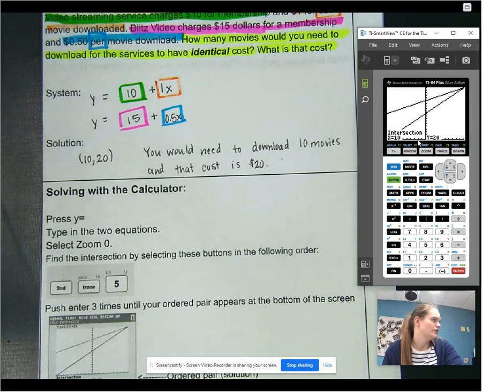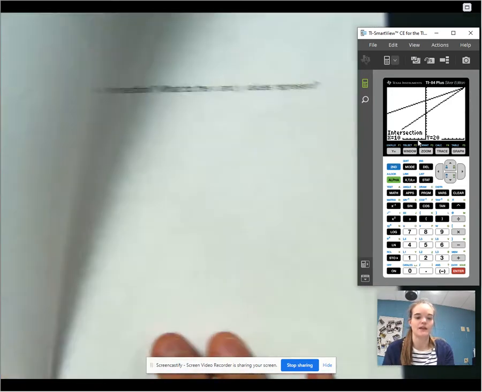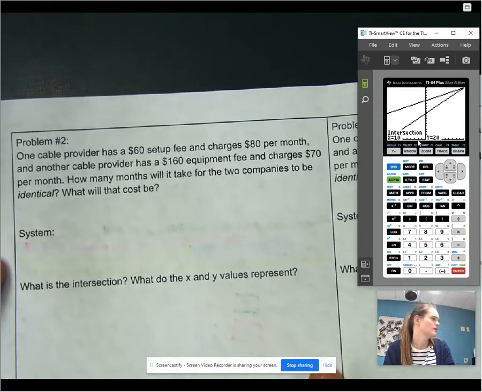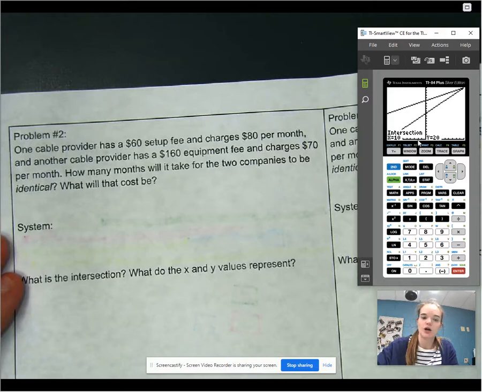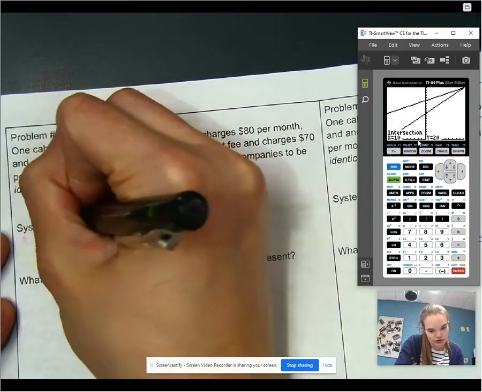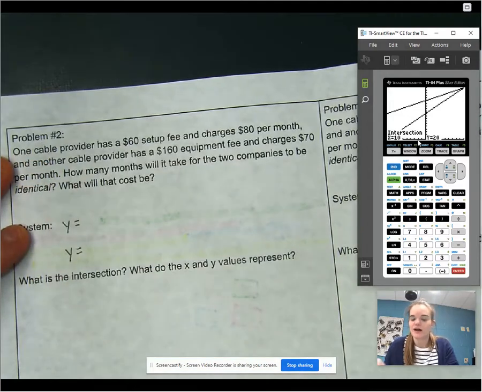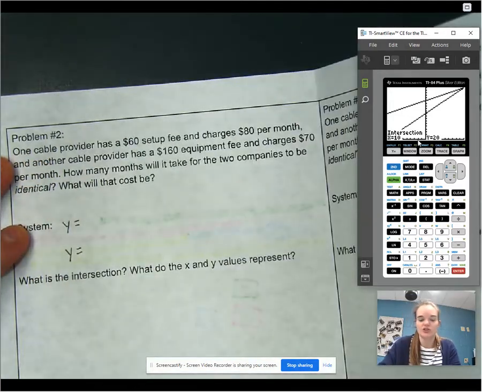Let's open this up. We're going to write the equations for 2, solve it, write a sentence. And then 3, which you're going to do on your own. So problem 2, we're going to have 2 systems. One cable provider has a $60 setup fee.